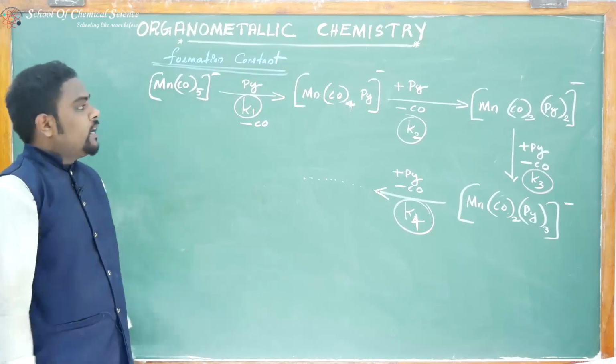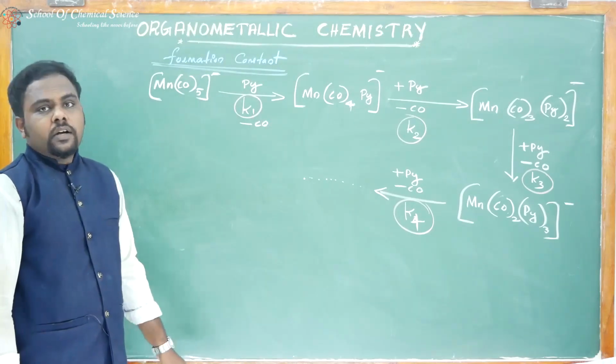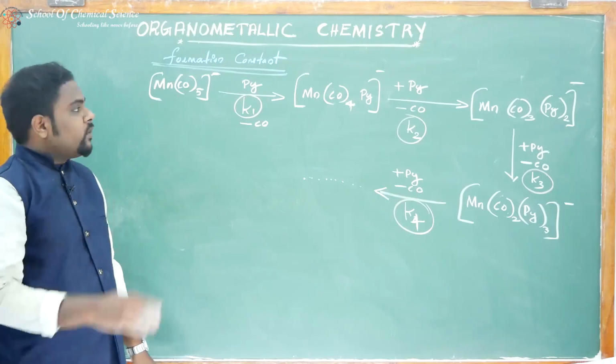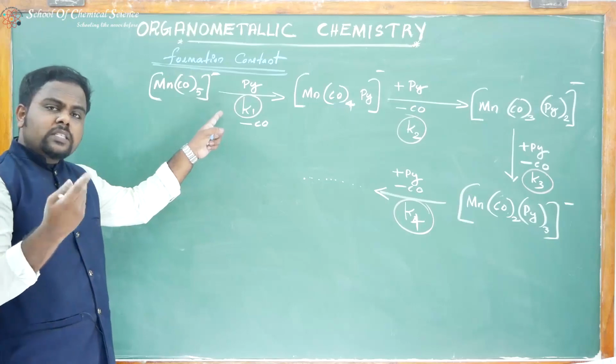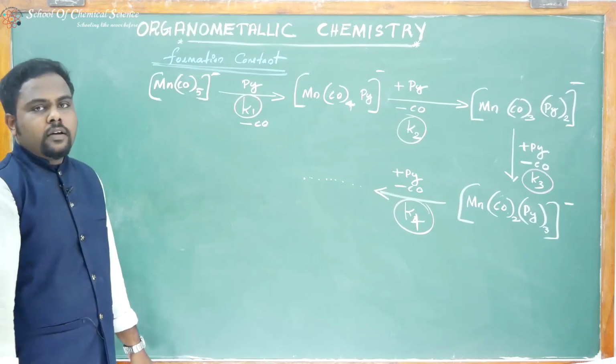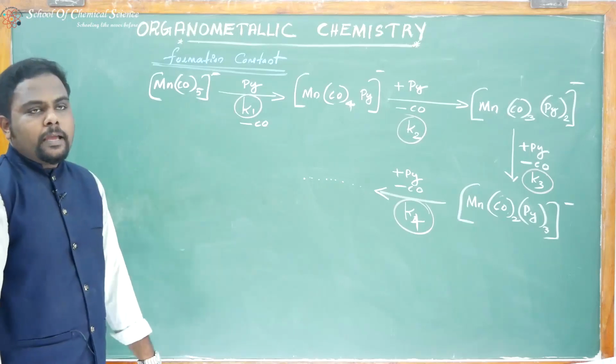Which step will be fast? The rate constant, or you can use the equilibrium constant capital K as the formation constant: which will be higher? The higher the rate, the higher is the value of K.